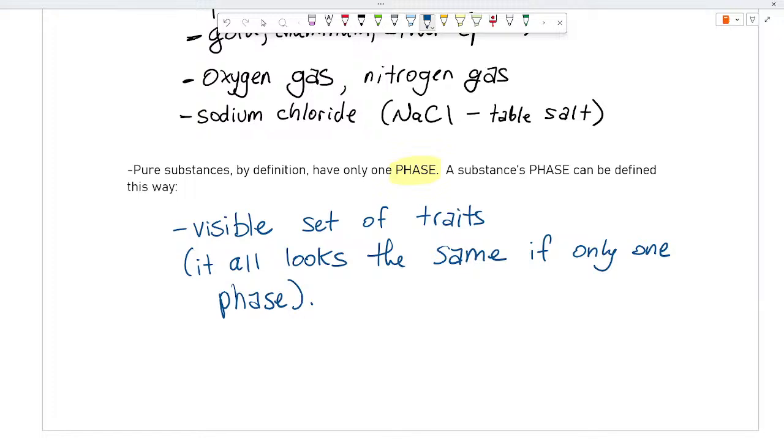If you have a glass of water, it is only one. All the water looks the same. The water over here looks the same as the water over there. Again, it might be in a different shape, a different configuration, whatever. But basically, it all looks the same. It all has one phase. Kind of weird language, but you gotta get used to it.